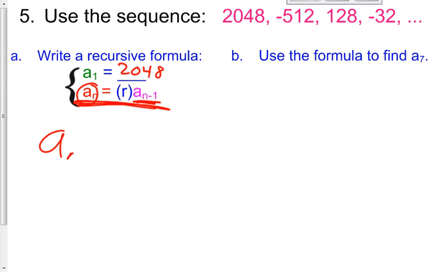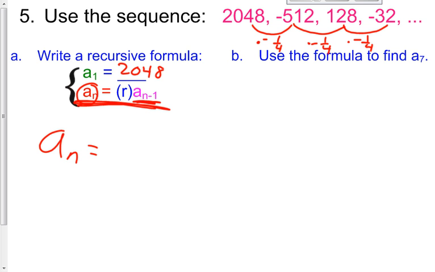So a sub n equals our rate. What is our rate? How do we get from here to here? And how do we get from here to here? You could try using your calculator in a variety of ways. You're going to end up dividing by 4 each and every time. Well, if you divide by 4, what's that the same thing as again? It's the same thing as multiplying by 1/4. And because these terms alternate their signs, we're actually multiplying by a negative 1/4 to get to each and every term.